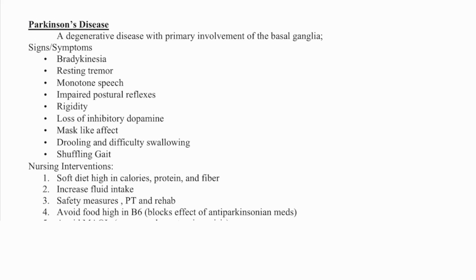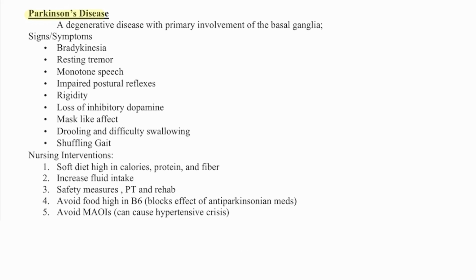All right, let's talk about Parkinson's disease. Parkinson's disease is a degenerative disease primarily involving the basal ganglia. Signs and symptoms we're looking for include bradykinesia, resting tremor, monotone speech, impaired postural reflexes, rigidity, loss of inhibitory dopamine, a mask-like affect, drooling and difficulty swallowing, and a shuffled gait. And the ones I underlined are really the ones that, when you see a picture of someone with Parkinson's, that's what you're going to really see.